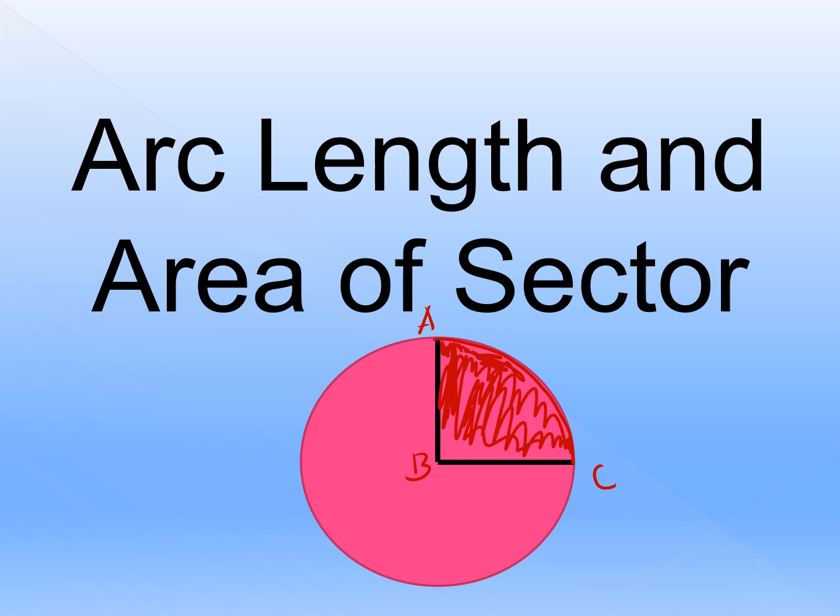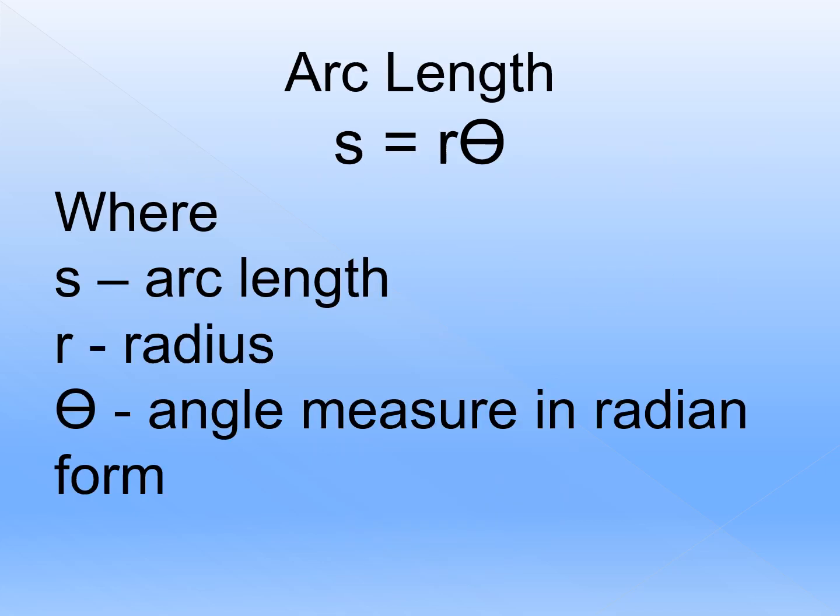We're going to apply formulas. For arc length, we have S is equal to R theta, where S is the arc length, R is the radius, and theta is the angle measured in radian form. Take note, theta is angle measured in radian form. If theta is in degree form, what are we going to do? We're going to convert the degree measure into radian measure.